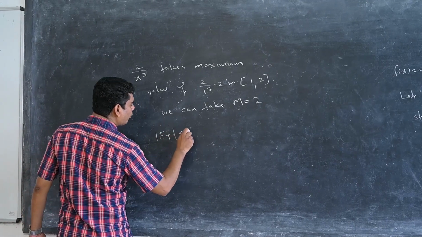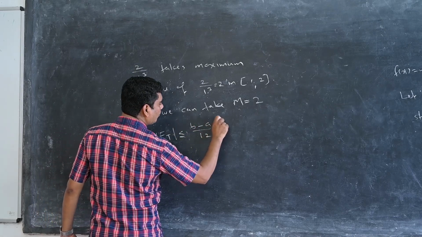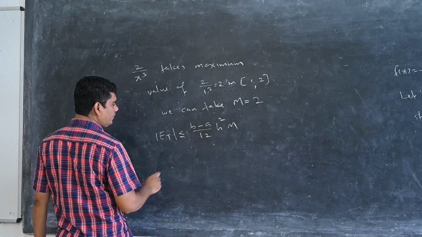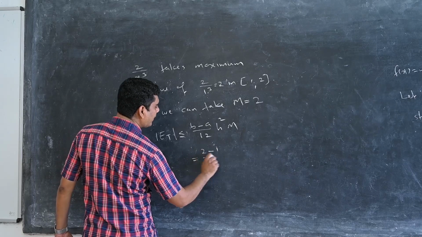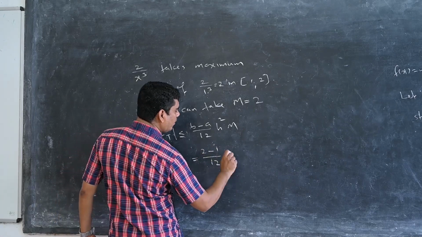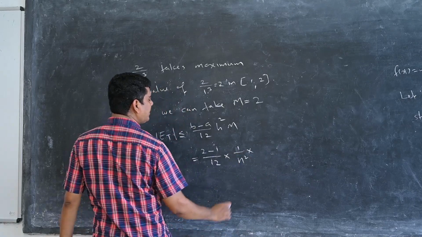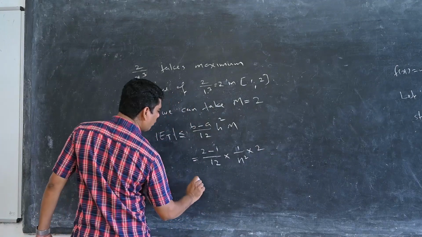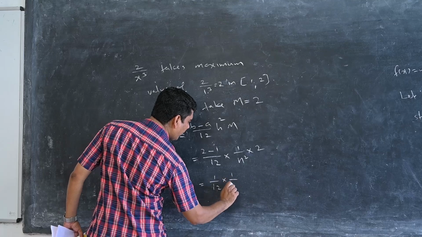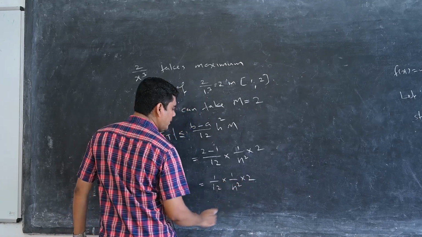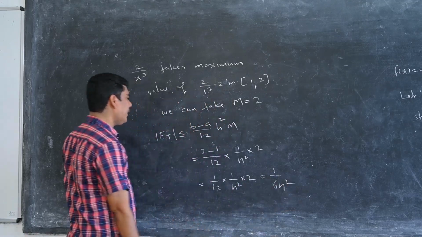Now we have the magnitude of error, mod E_T, less than or equal to (b minus a) divided by 12 into h squared into M. So this is equal to (2 minus 1) divided by 12 into, the value of h is 1 by n, h squared is 1 by n squared, into M equal to 2. So this is equal to 1 by 12 into 1 by n squared into 2. This is equal to 1 by 6 n squared.